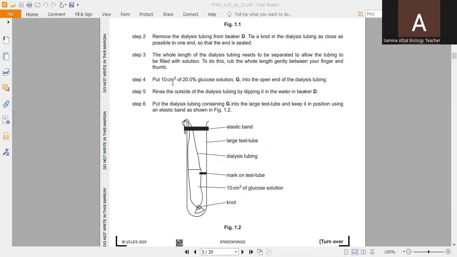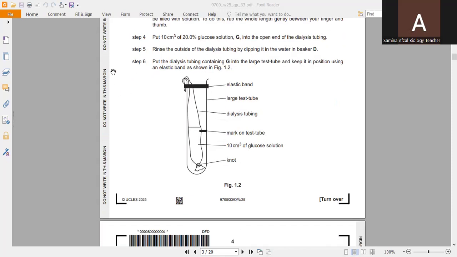So put 10 cubic centimeter of 20% glucose solution G into the open end of the dialysis tubing. So you have to put this glucose solution into this dialysis tubing and then rinse the outside of the dialysis tubing by dipping it in the water in beaker T, because the diameter is very small. So that is the reason the solution can be outside the dialysis tubing. So it should be rinsed.